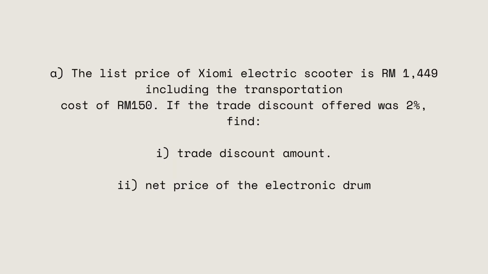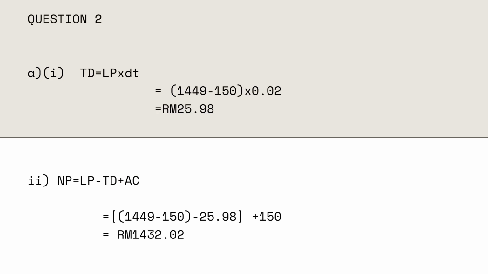Part A Question 2A. The list price of the Xiaomi electric scooter is 1,449 ringgit, including the transportation cost of 150 ringgit. If the trade discount offered was 2%, find the trade discount amount. So the formula is list price times discount rate. So the answer of this question is 25 ringgit 98 cents.